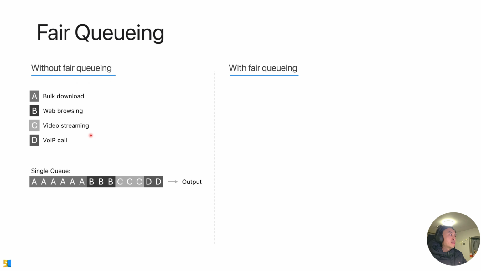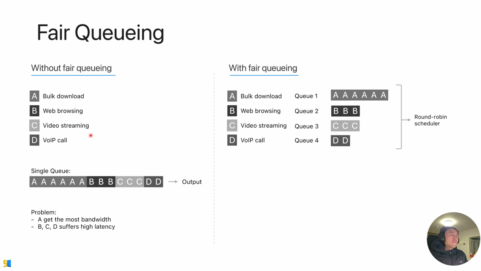So the problem here is that A for bulk download will have more packages than the other types of package, right? So A will get the most bandwidth. And the rest, B, C, D, will suffer high latency because they need to wait, right?